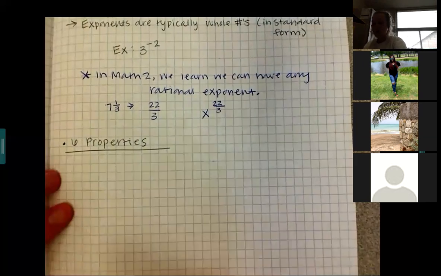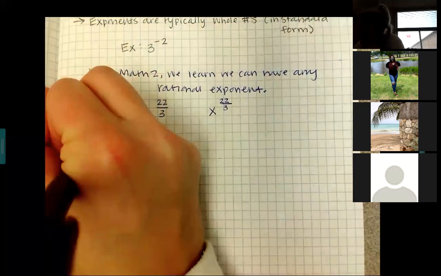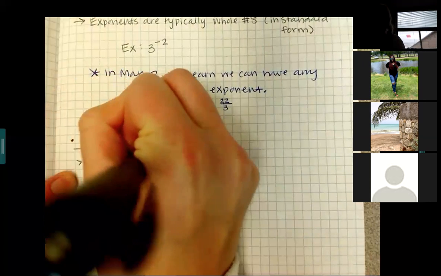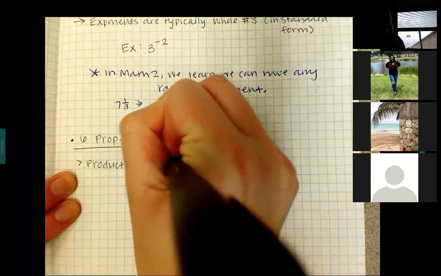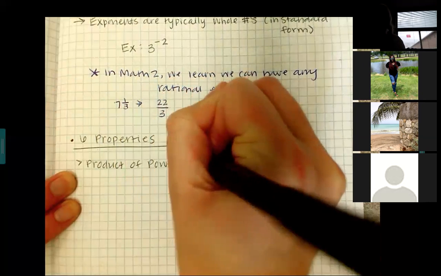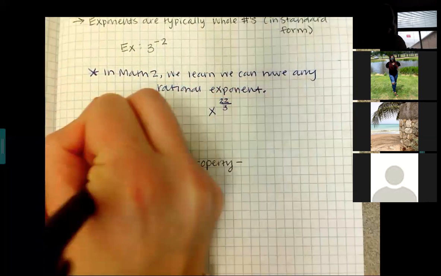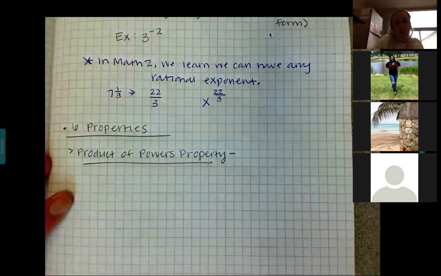All right, so the first property is your product of powers property. If I'm going too fast for you guys writing, just let me know and I can slow down. Or if I'm going too slow, let me know.